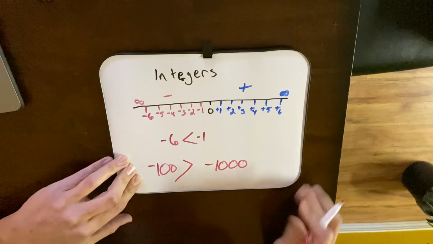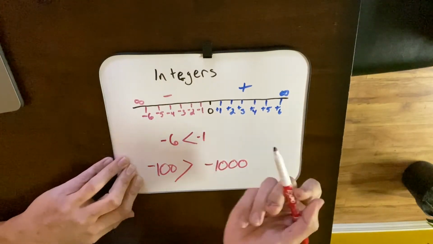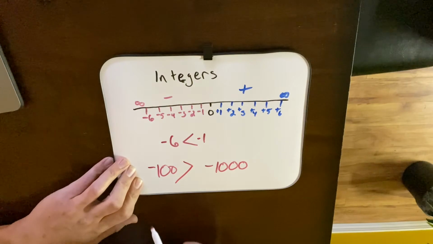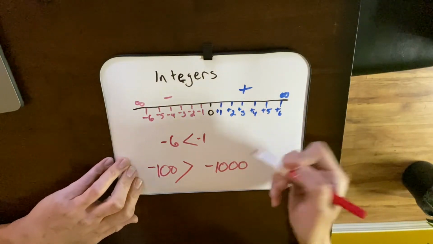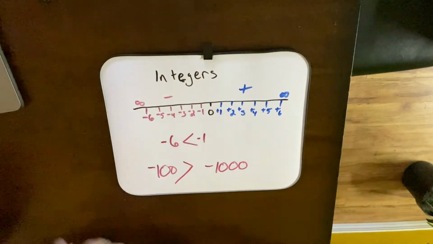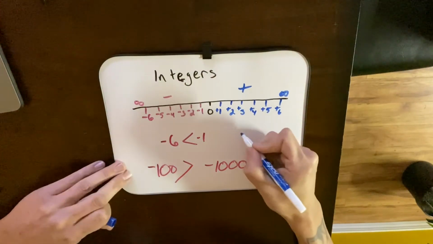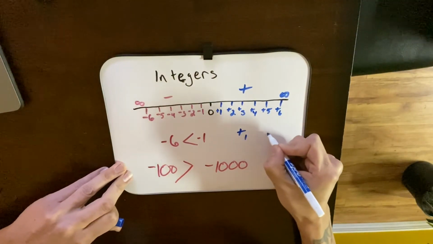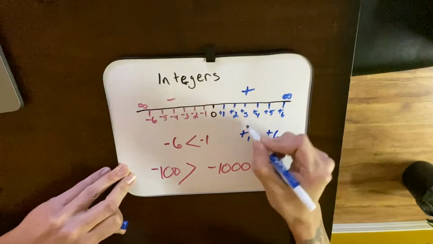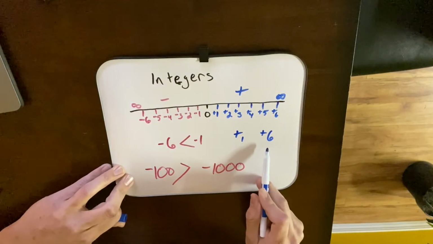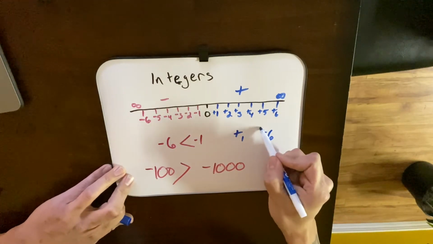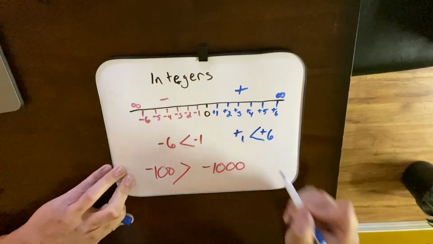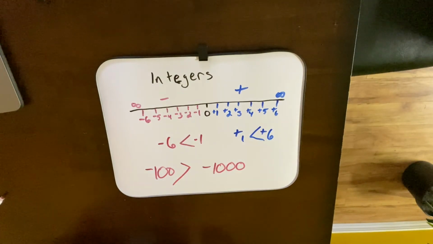It's very important to remember. The further we go to the left, the smaller the number. And the further we go to the right, the bigger number. Obviously, like when we're talking about positive 1 and positive 6, because positive 6 is further to the right, it is the bigger number, all right? That's the thing that we need to remember when we're creating these lines.